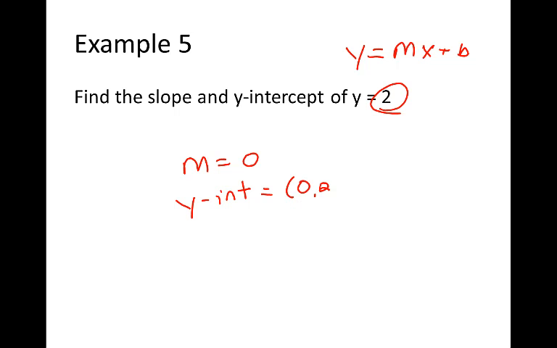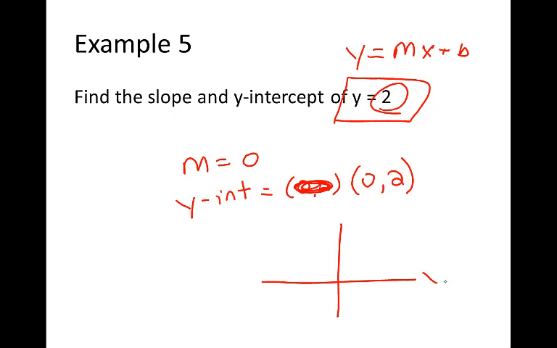Now if you recall from our earlier section, that doesn't look good. (0, 2). What kind of line do I have here? Good. I've got a horizontal line, so that's my x and y. I've got a horizontal line through y equals 2. So horizontal lines, slope is 0.